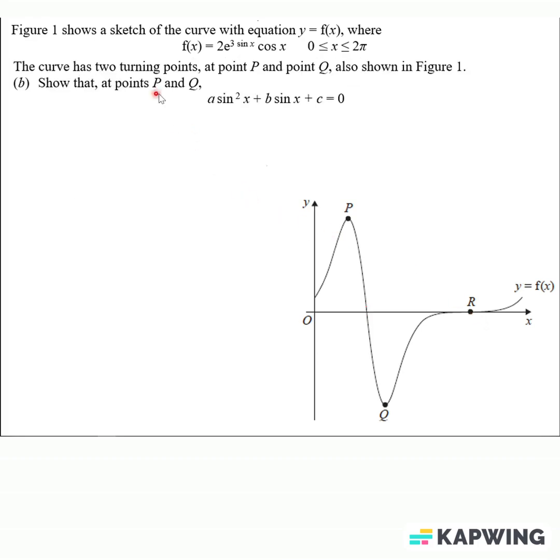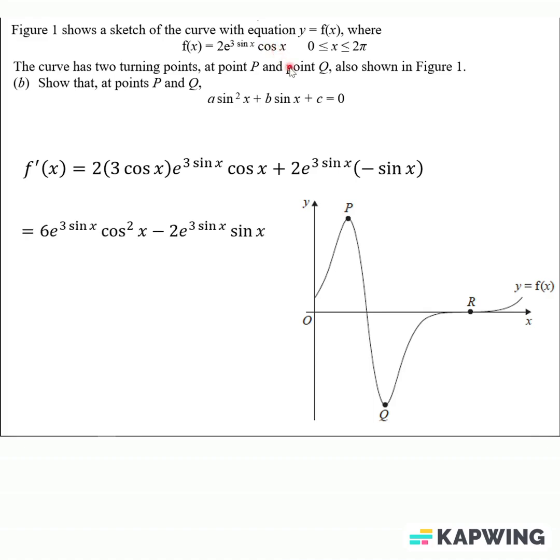Then it's got two turning points, P and Q, up here and down here. We've got to show this, so I need to differentiate f. So product rule: differentiate the 2 e to the 3 sin x, so it's e to the 3 sin x multiplied by 3 sin x differentiated, which is 3 cos x, and then do it the other way around. I'll leave this alone and multiply by cos x differentiated, so 2 e to the 3 sin x multiplied by minus sin x. And that gives me this.